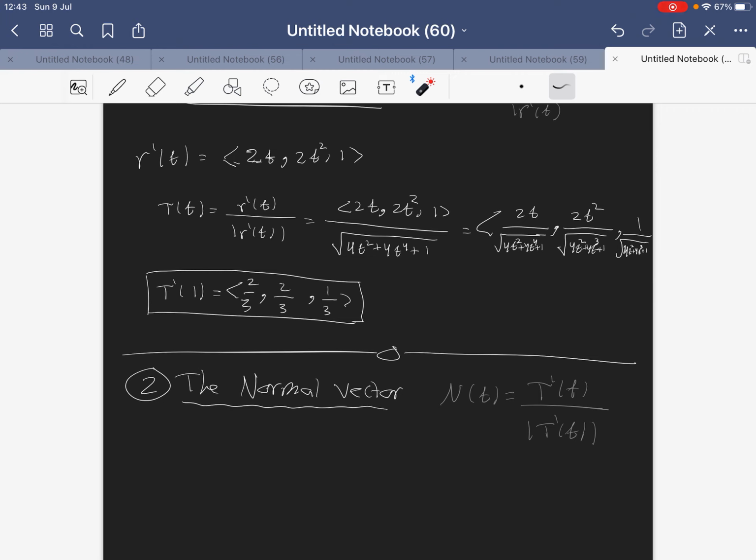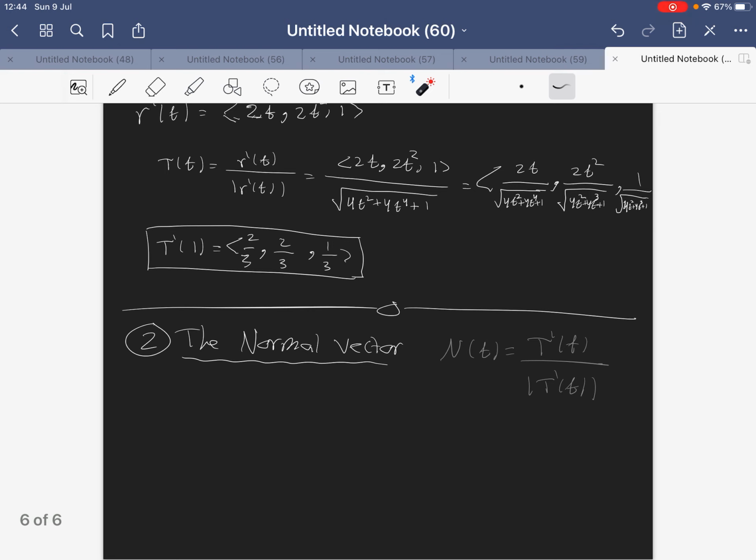Of course, luckily, we need only to find it at t equal to 1. So I will find the derivative, and then I will substitute. I don't need to simplify. I just need to substitute t equals 1 to get T prime. And then once I get T prime, I need just to find the magnitude of T prime, and I will get what I need to get. So I hope you are ready.